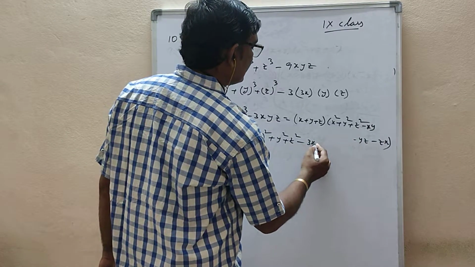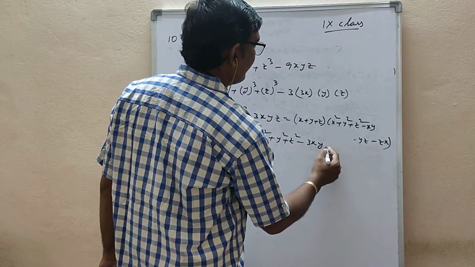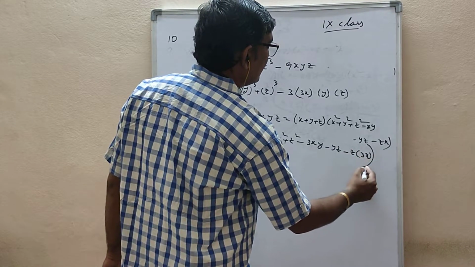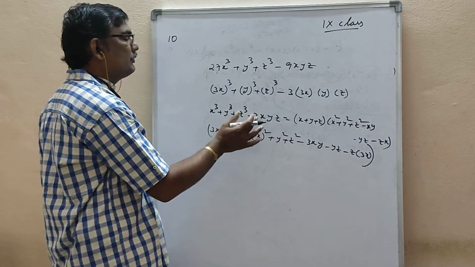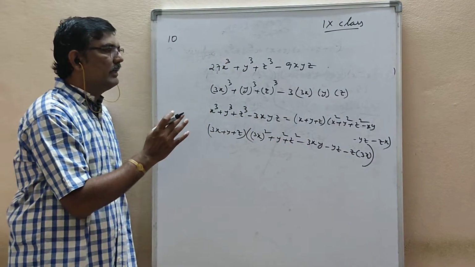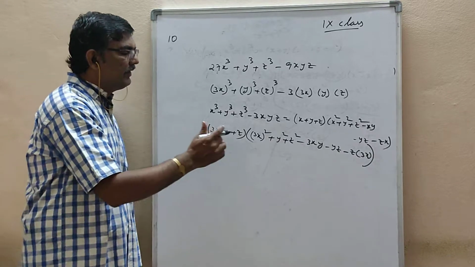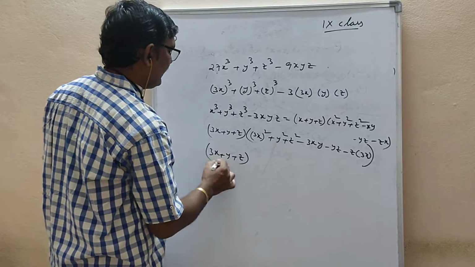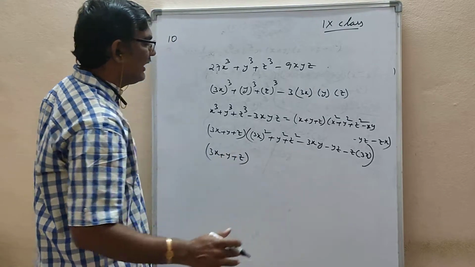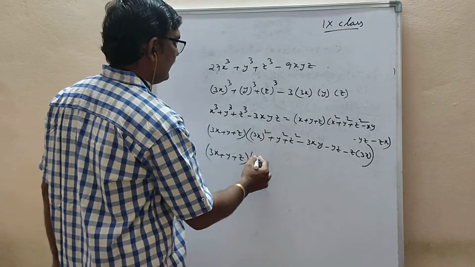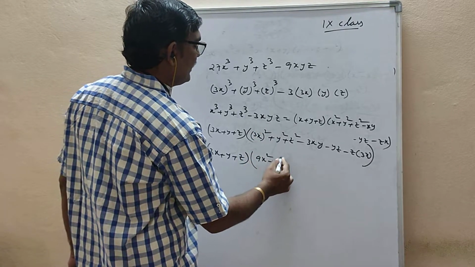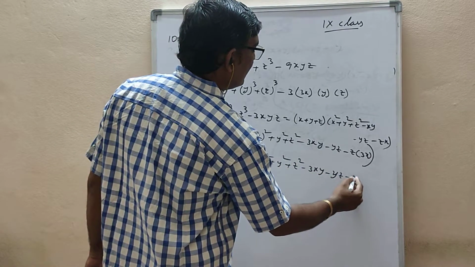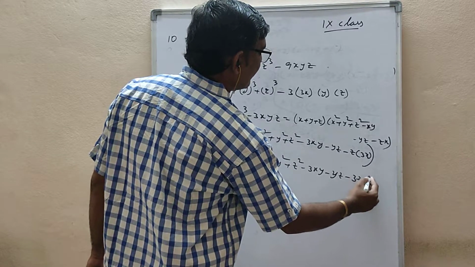X means here I said 3x. 3xy minus yz minus z into 3x. So now I substituted the value of x, y, z in this one. Now simplification. So 3x plus y plus z, we can't simplify because these three are unlike terms. Now 3x whole square is 9x square plus y square plus z square minus 3xy minus yz minus 3zx.